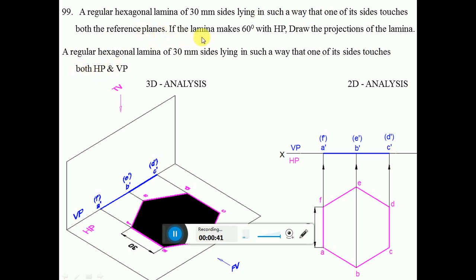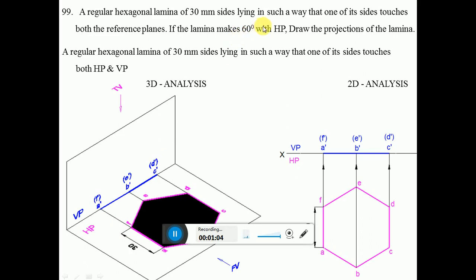If the lamina makes 60 degree with HP, that means he has given the surface inclination with respect to HP. Since he has given the surface inclination with respect to HP, we have to start from HP. This is from the 3D analysis. You can see the hexagonal lamina is placed on HP.